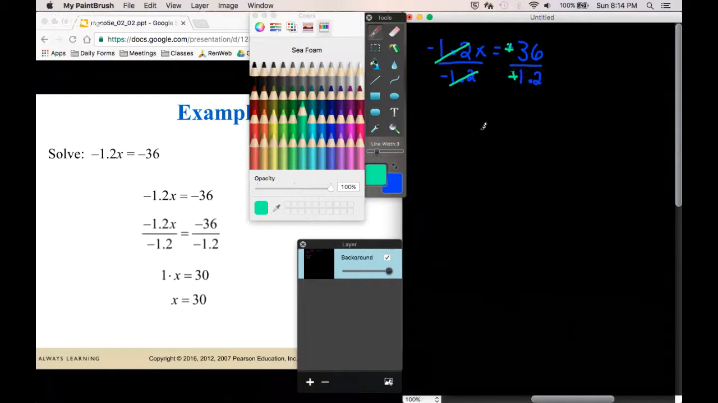So your solution is going to be x is going to equal positive 30. Positive 30. 36 divided by 1.2 is going to be a positive 30.